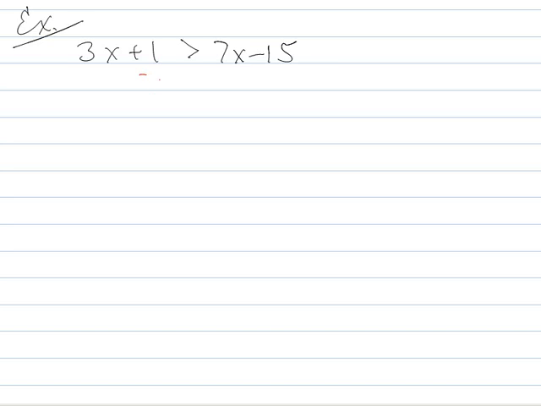I'm going to move my x's over. You could do this the other way. You could also subtract 1 from both sides and move your 7x over, but I'm doing it this way because I want to show you something. So I've got 4x minus 15. And I'll show you the other way to do it because I'm feeling inordinately charitable. So I've got 16 is greater than 4x.